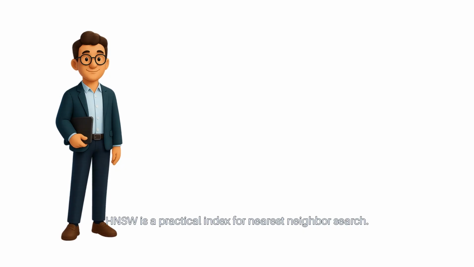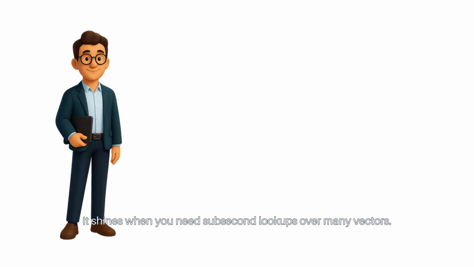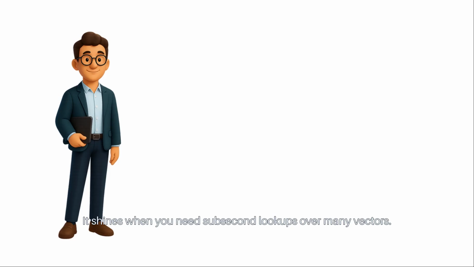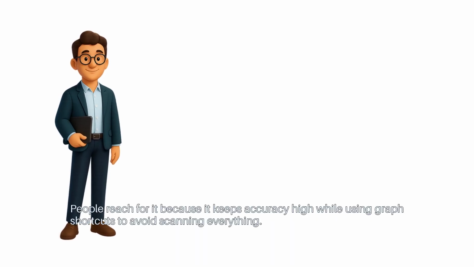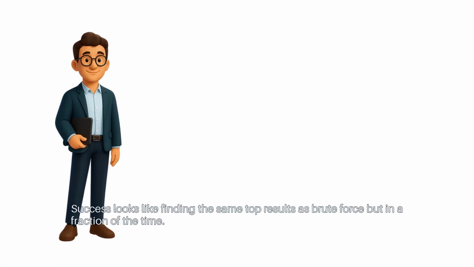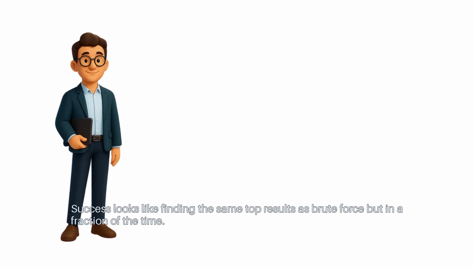HNSW is a practical index for nearest neighbor search. It shines when you need subsecond lookups over many vectors. People reach for it because it keeps accuracy high while using graph shortcuts to avoid scanning everything. Success looks like finding the same top results as brute force, but in a fraction of the time.